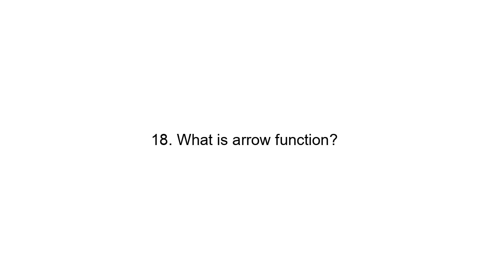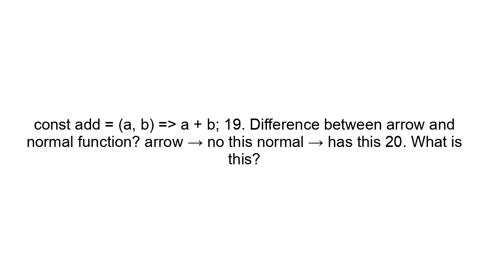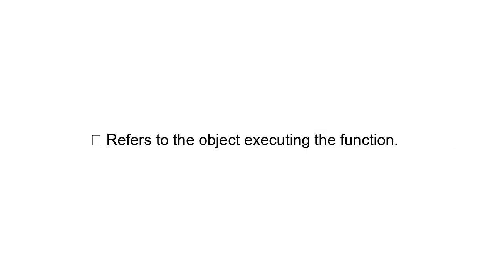18. What is arrow function? Short syntax function. const add = (a, b) => a + b. 19. Difference between arrow and normal function. Arrow has no this, normal has this. It refers to the object executing the function.